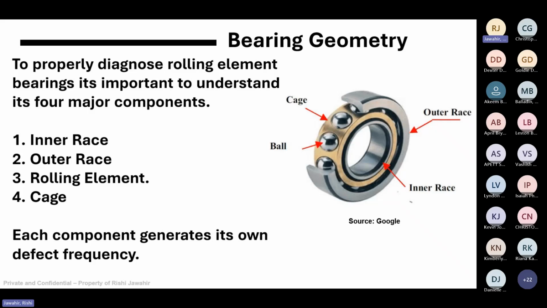We have the rolling element, and we just went through different types of rolling elements. They are ball bearings, spherical bearings, cylindrical bearings, tapered bearings. So this is what is known as a rolling element. And then there's a cage, which maintains the elements in place. Each one of these components generates its own frequency, right? So that's why we remember the number 4.